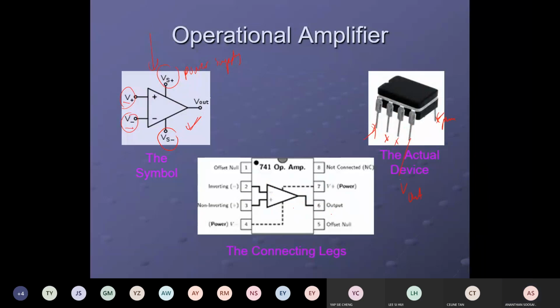Any questions so far? This is the brain of the electronic circuit, the operational amplifier, which gets the input from the sensor and decides whether to turn on an output or not.